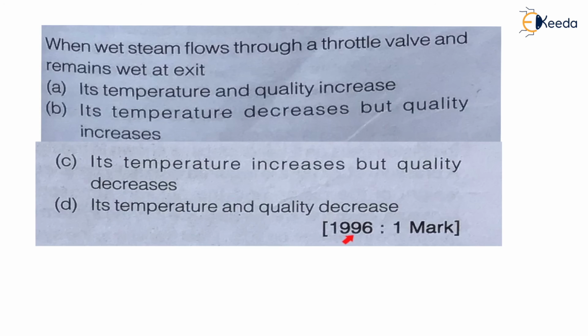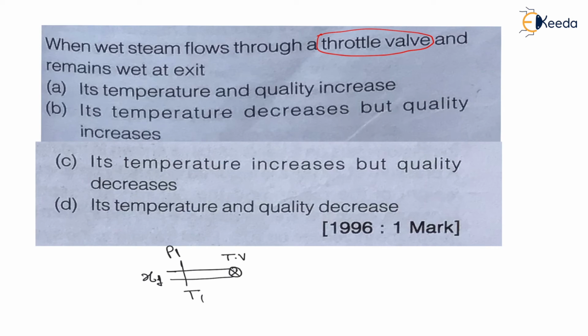Now the next question was asked in GATE 1996 for 1 mark. Again it is a theoretical question. The question is, when wet steam flows through a throttle valve and remains wet at exit. Now here the wet steam is flowing through a throttle valve. Therefore the process is throttling. Let us say the wet steam at pressure P1 and temperature T1 having some quality x1, dryness fraction x1. Now this wet steam is flowing through a throttle valve.